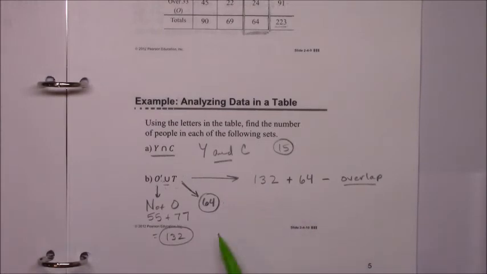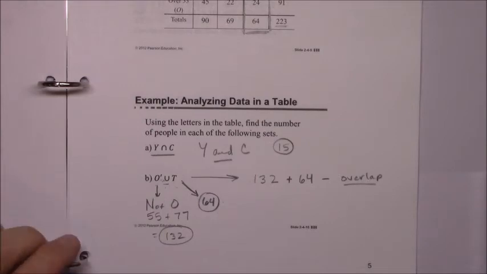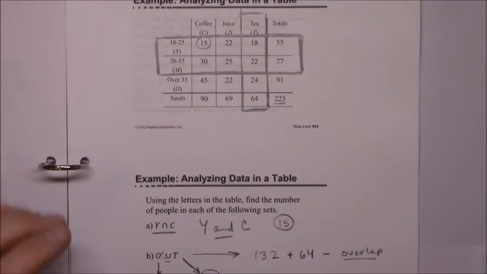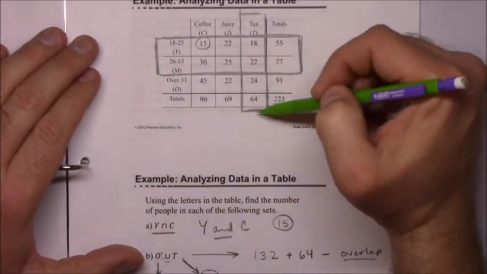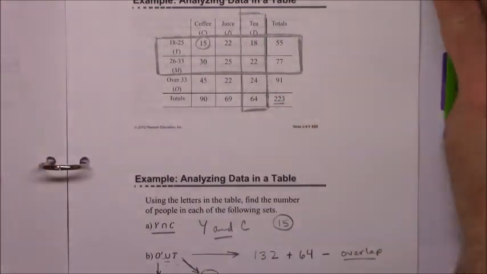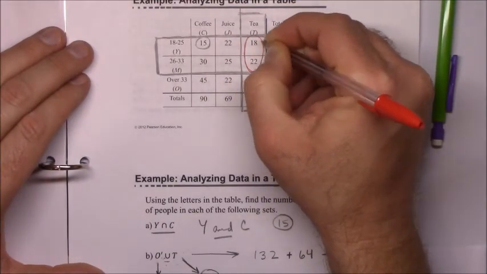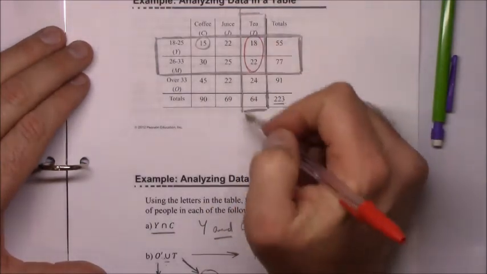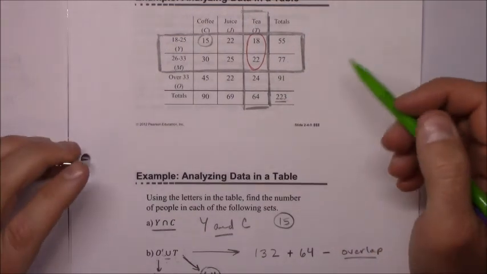Okay? So you just add your two totals together, 132 and 64, and then subtract anywhere that these two categories overlap. Go back to the table. Go back to the picture. Where does this region, these two rows, and this column, the T column, overlap? Notice they overlap twice. They overlap right here. The 18 and 22 belong to both of our highlighted rectangles. So that's the overlap that needs to get subtracted.